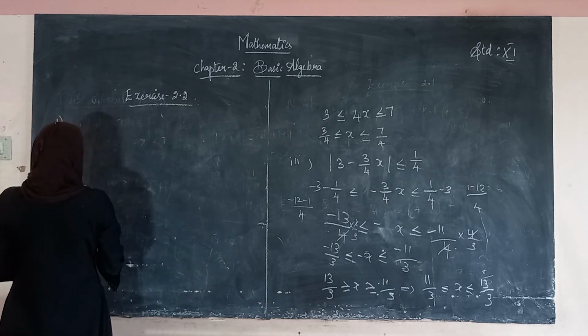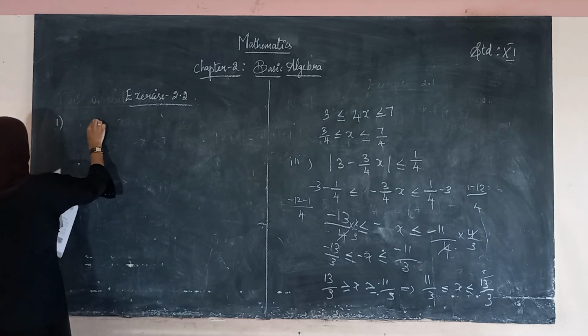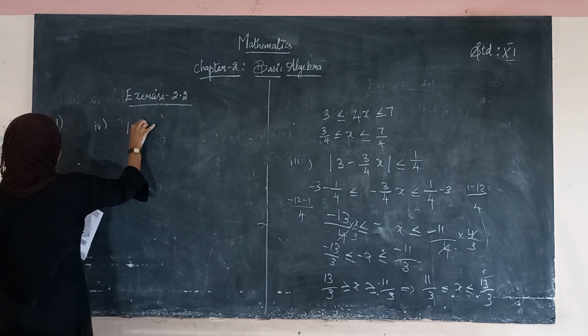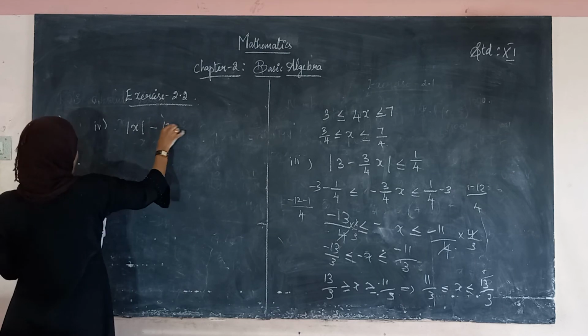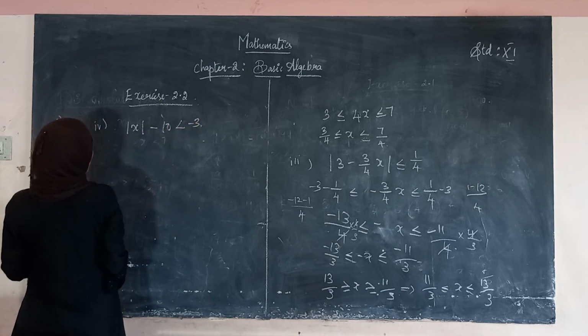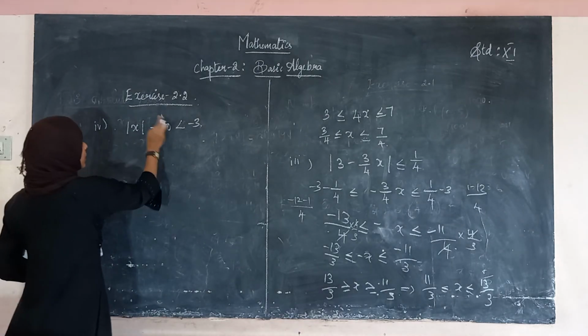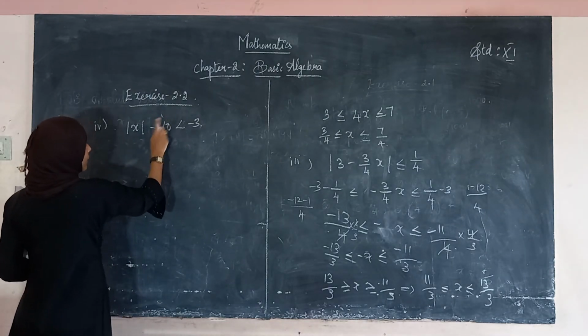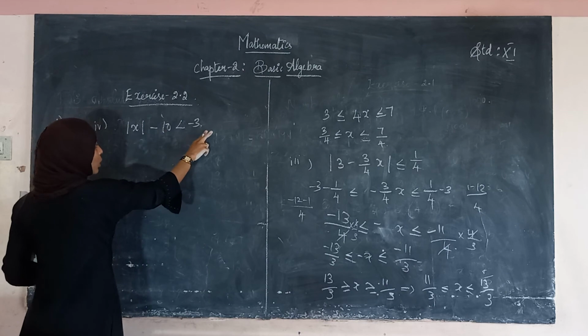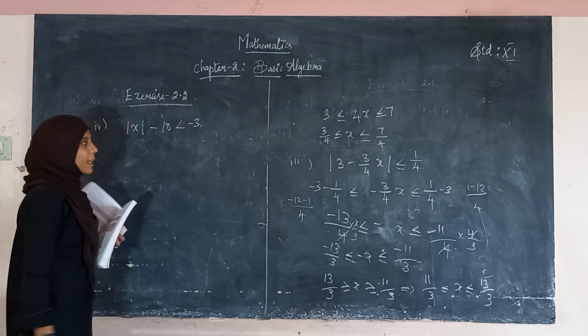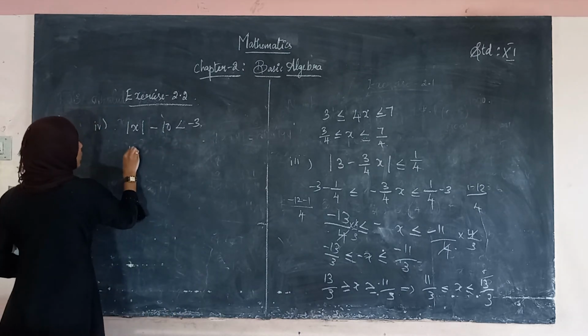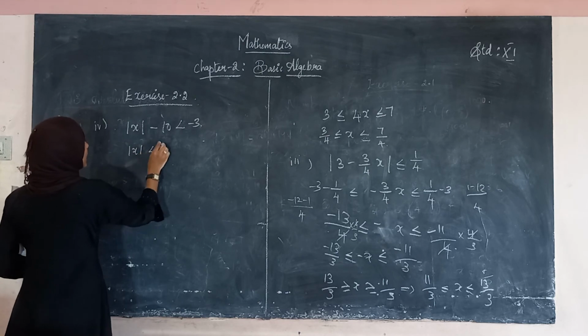Now the fourth subdivision, modulus of x minus 10 is less than minus 3. See here, we have to keep the modulus alone on this side. Bring all the remaining terms inside. Here we have minus 10. Minus 10, when it goes to the next side, becomes plus 10. Therefore 10 minus 3 is 7. Modulus of x is less than 7.